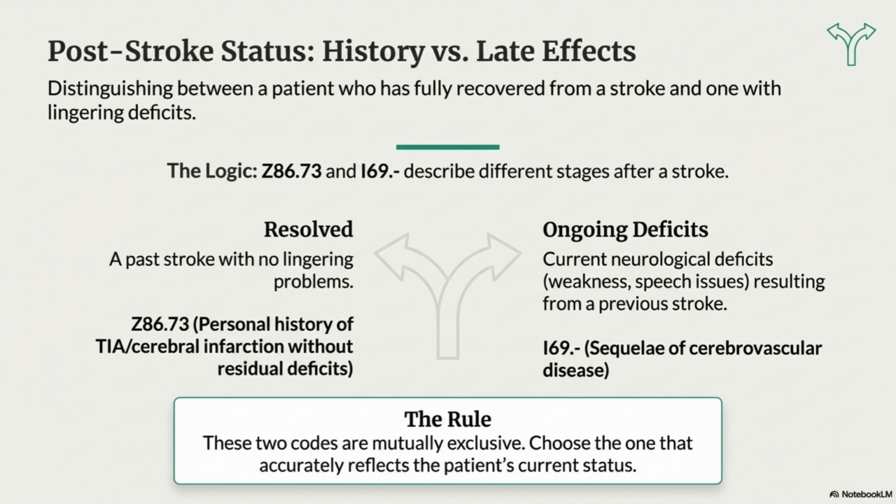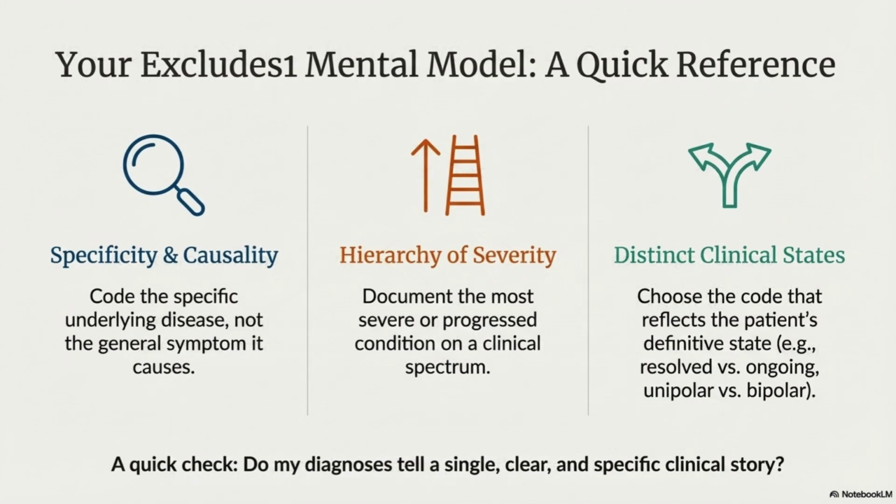A stroke occurs when blood flow to part of the brain is blocked or when a blood vessel ruptures, leading to the death of brain cells. Whether the patient has no deficits or ongoing deficits determines which code category applies. Now that we've covered all three principles, let's bring it together. When in doubt, ask yourself, do my diagnoses tell a single, clear, and specific clinical story? If the answer is yes, you're likely on the right track.